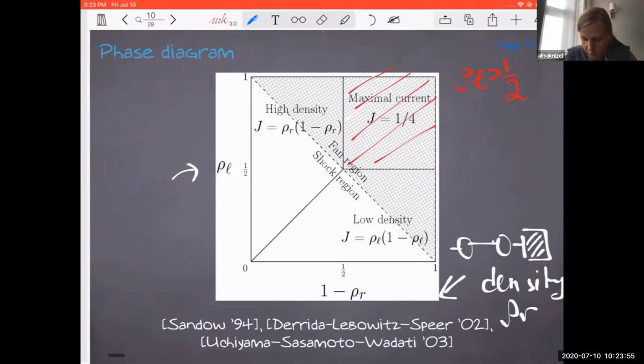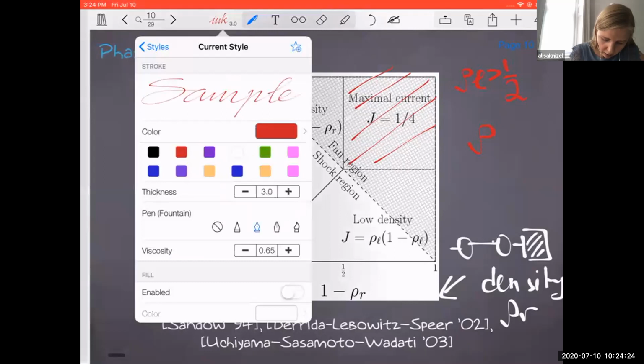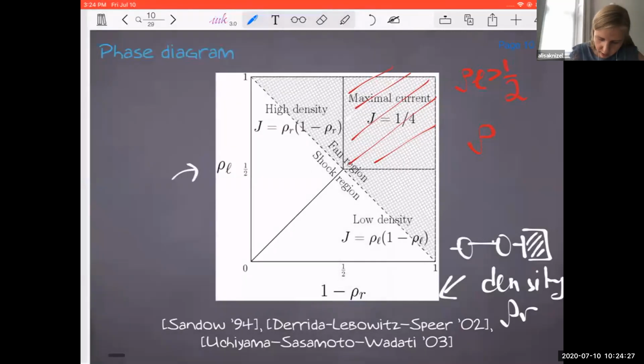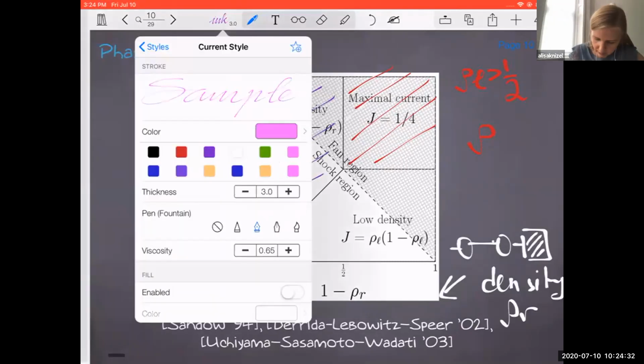If we denote the local density in the bulk by rho, then the formula for the current is just rho times 1 minus rho. This is maximized when rho is equal to 1/2. So that's where the final answer J equal to 1/4 is coming from. So this is the maximal current phase. There are two more phases, high density and low density. So this is the high density phase and also the low density phase.